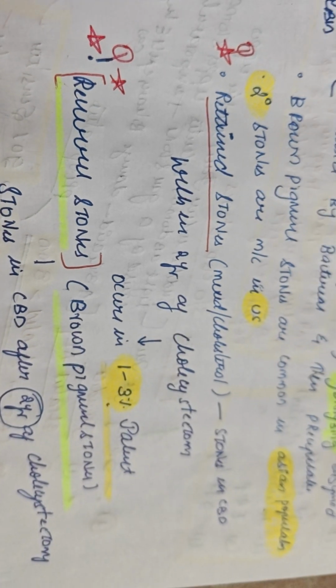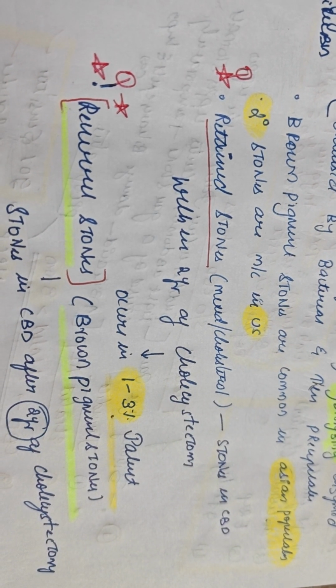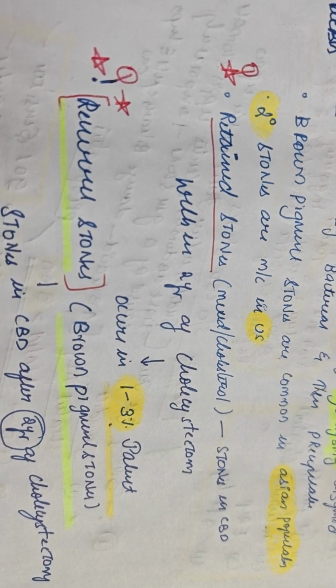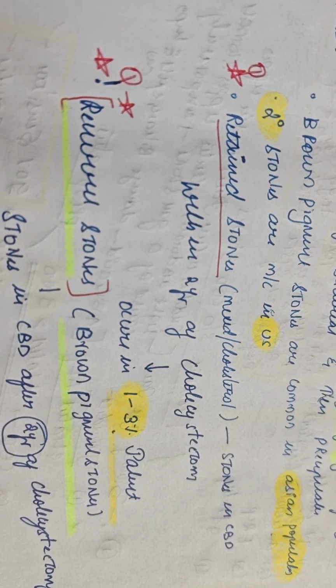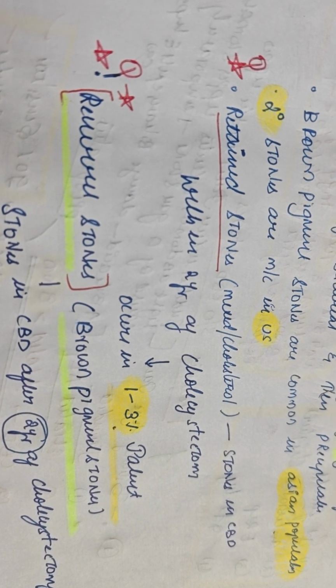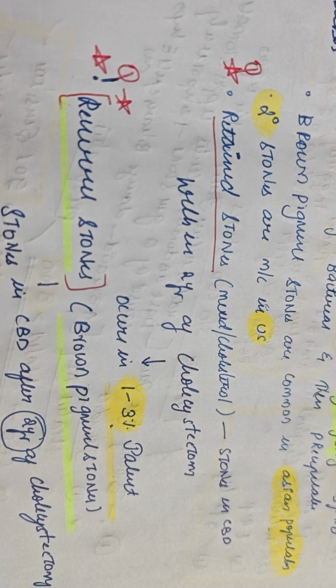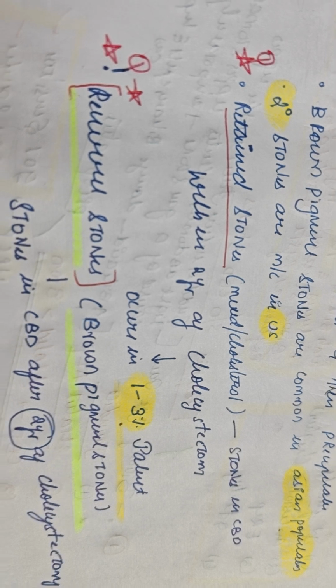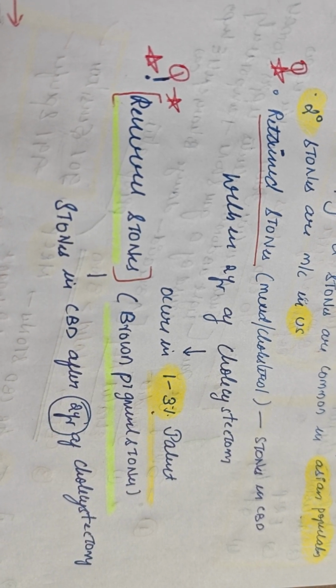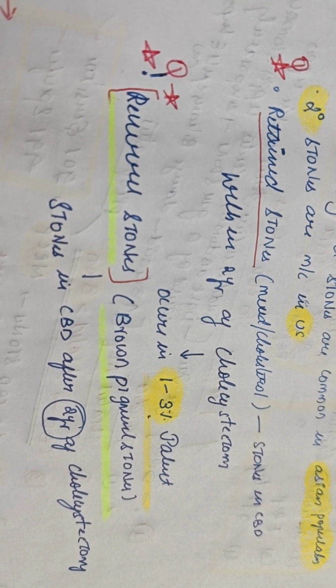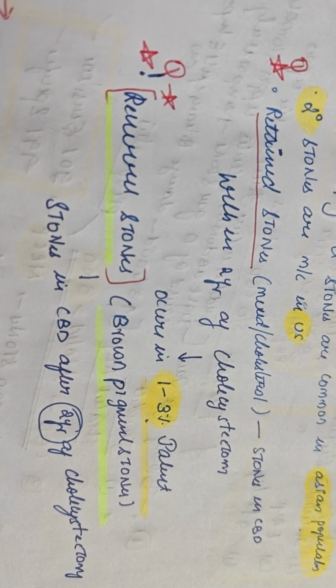And remember, the retained stones are mostly mixed and cholesterol stones, and they are stones in the CBD. And you have recurrent stones. These recurrent stones are made up of brown pigmented stones.